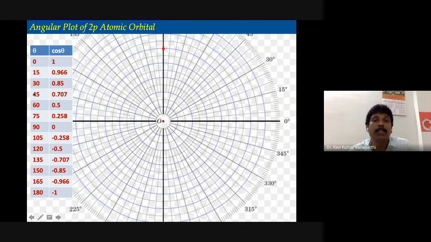We are very much familiar with plotting graphs on a normal graph sheet, right? I think most of you would have done it as a part of your practical courses. So everybody knows how to use the graph sheet. But then this is a special graph sheet, what we call a polar graph. What you see in the background on the slide is called a polar graph.